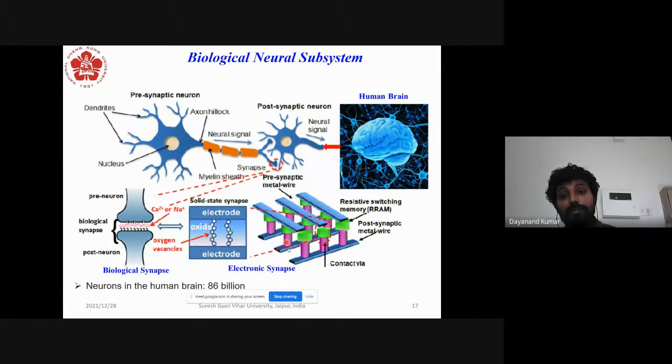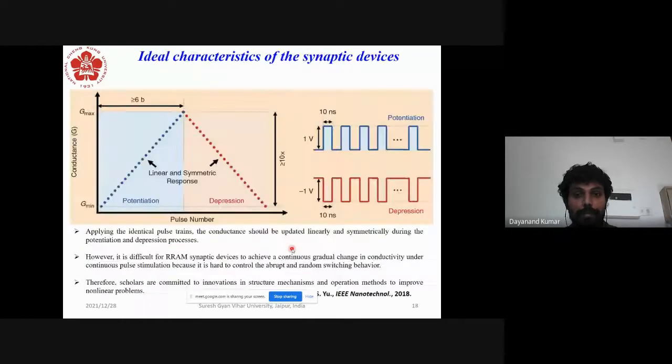And another thing, if this is the crossbar array, you can make high-density devices, and you can go to the sub-nanometer range for mass production. So that's why RRAM, or the memory cell, is the good choice to replace the biological synapse with an electronic synapse.